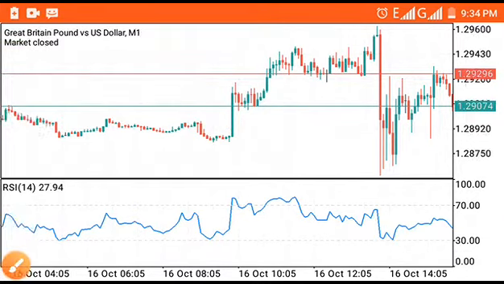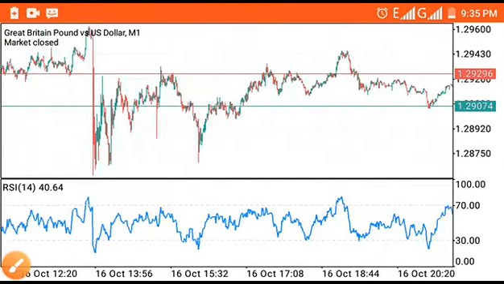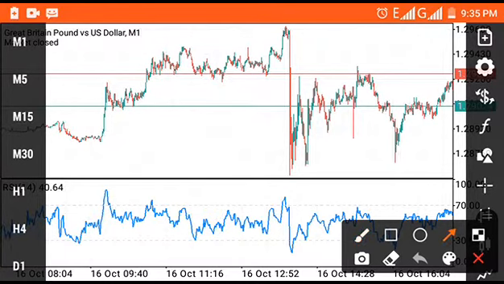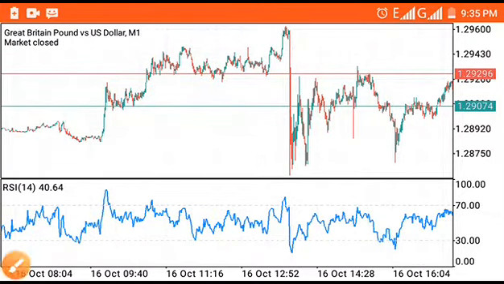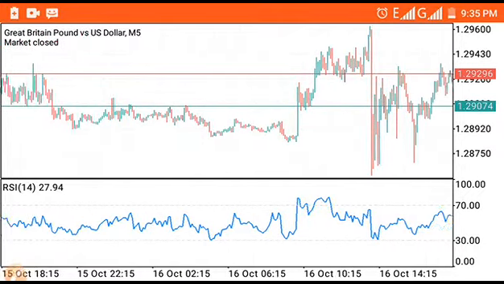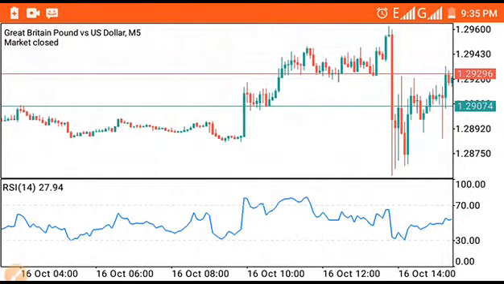Let me take it back for you to see the 1 minute time frame. Okay, you can see that this is the spike. This is what we are looking at. All right, 5 minute time frame. Good. All right.